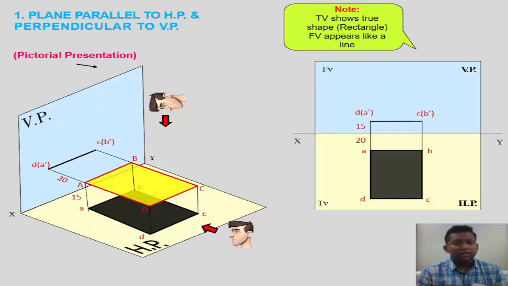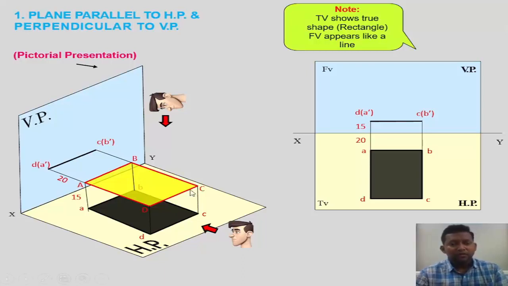Now we will see one by one the true shape depending upon the position of the plane. The first position is plane parallel to HP and perpendicular to VP. Here I have taken a rectangular plane as the example, the yellow region inside those four red lines. This is your rectangular plane, which is parallel to HP.